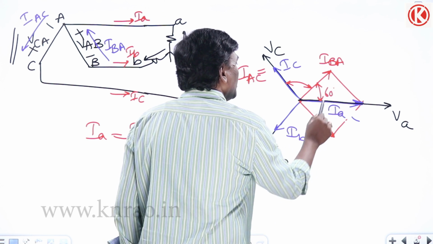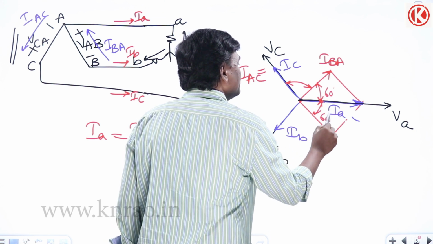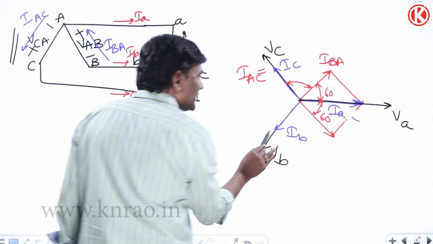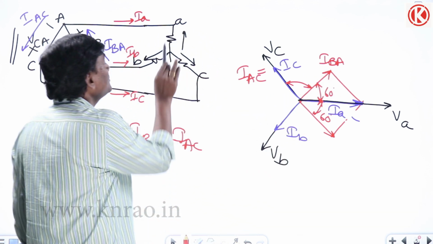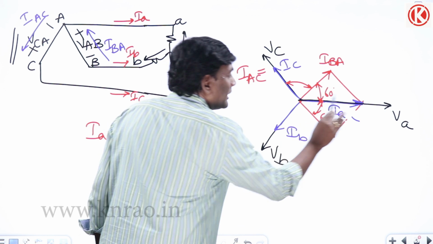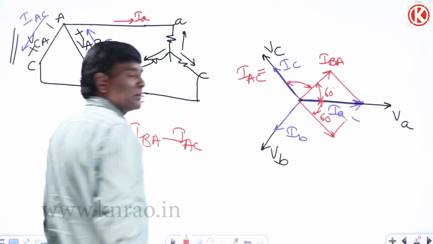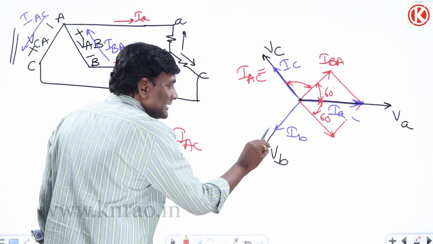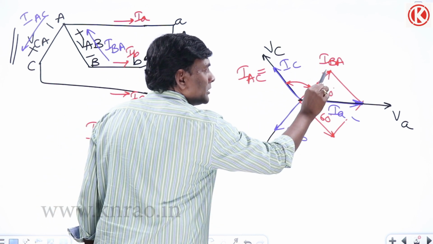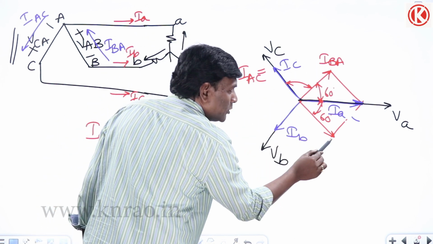60. How much is the angle from here to here? It is 60. So 1 per unit, because if the load is balanced, IA is 1 per unit, IB is 1 per unit, IC is 1 per unit. Now this is 1 per unit, this is going to be 1 per unit, this is 1 per unit, this is going to be 1 per unit.